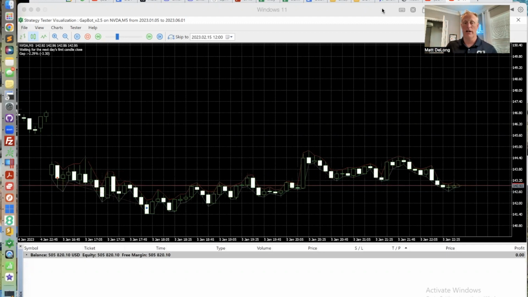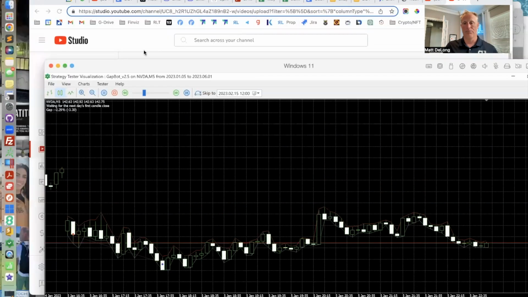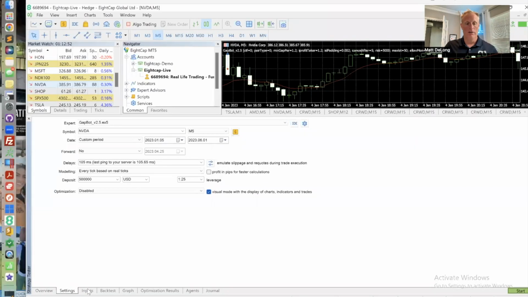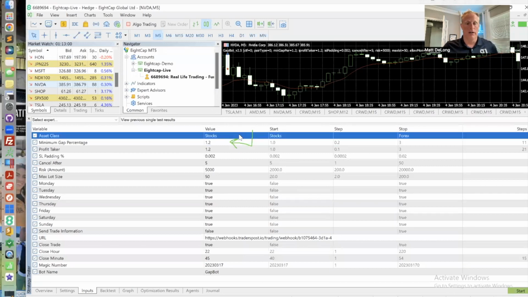It's only going to take a trade when our predefined gap is big enough, aka our minimum gap size that we've defined here under our inputs. In this case, I said 1.2. Now, this is a variable. It is a changeable variable that you can go in and change and optimize. So easy to do. And in this case, we are running this on a 5-minute chart, and we're running this in our group of stocks.